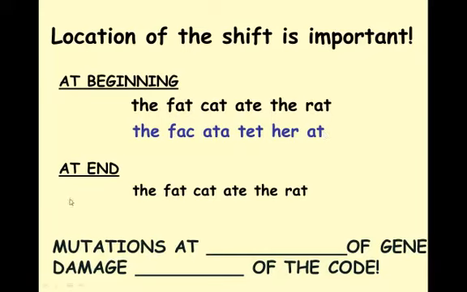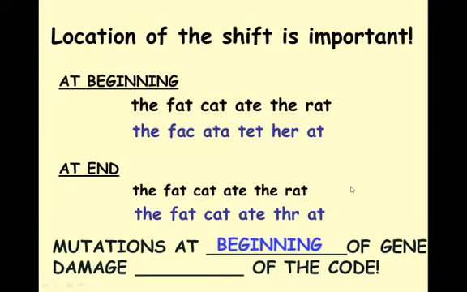If the mutation happens near the end of the gene, the fat cat ate the, what if I lose this part of the code? It's toward the end now, and everything up to that point is still going to be read correctly. The part that's going to change is just the little bit that's after the frame shift. And so frame shift mutations that happen at the beginning of a gene are going to damage more of the code than ones that happen at the end of the gene.